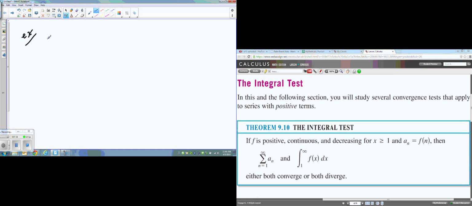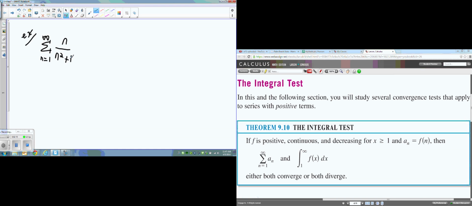And the example that I want to look at is the sum from n equals 1 to infinity of n over n squared plus 1. N divided by n squared plus 1. So let's make sure that all the criteria are met here. The first thing is this has to be positive for all x greater than or equal to 1. And the numerator is positive if x is greater than or equal to 1, and the denominator is always positive. So this is definitely positive.